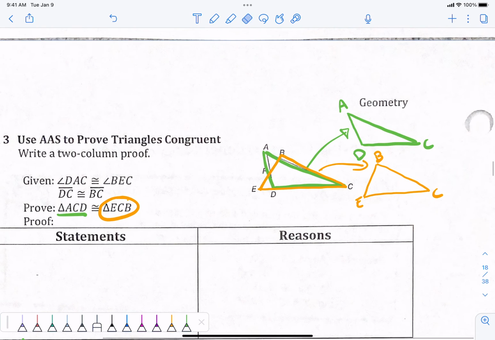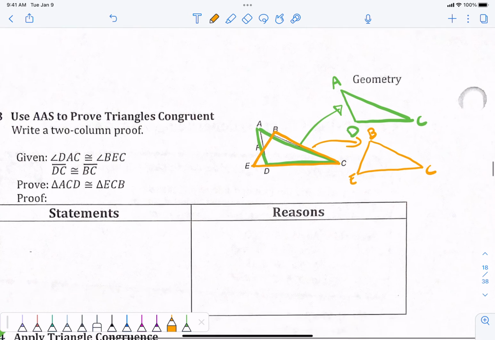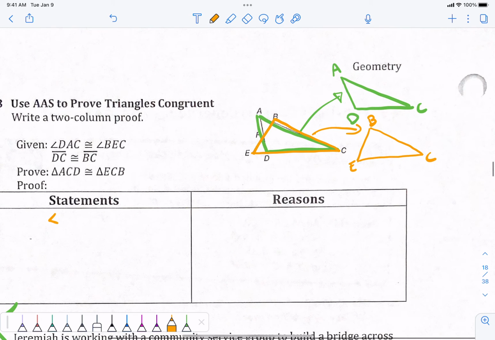Okay, let's start with the given stuff. We are given that angle DAC is congruent to angle BEC. That's given to us. And then let's mark it on the diagram.